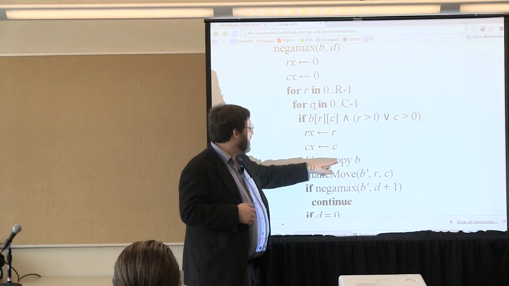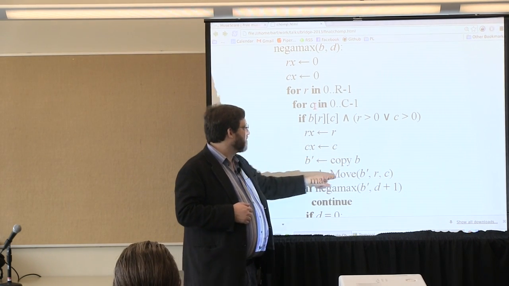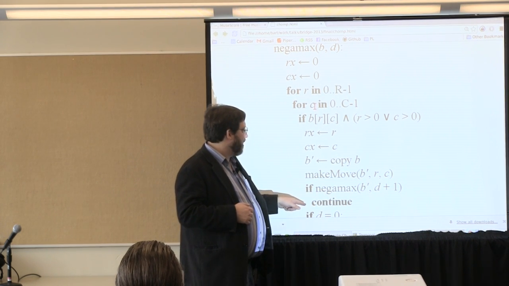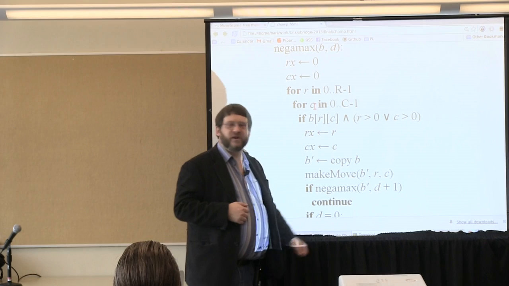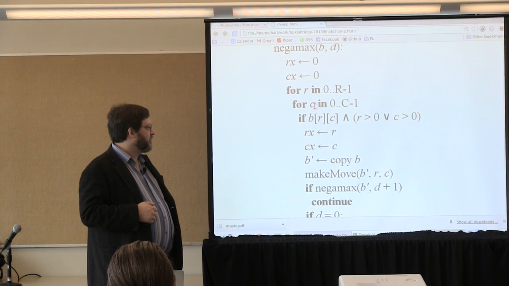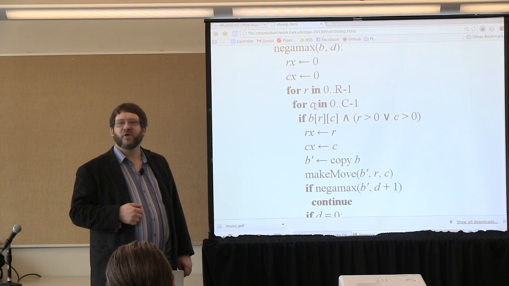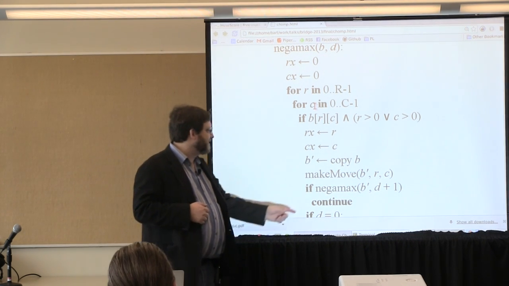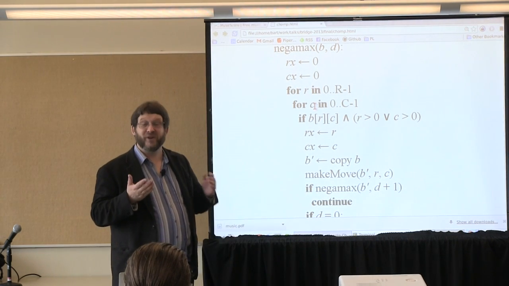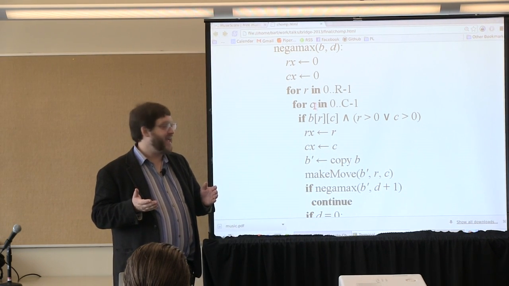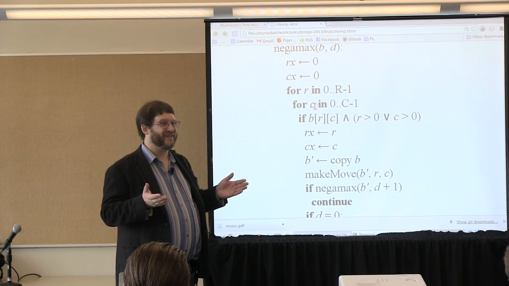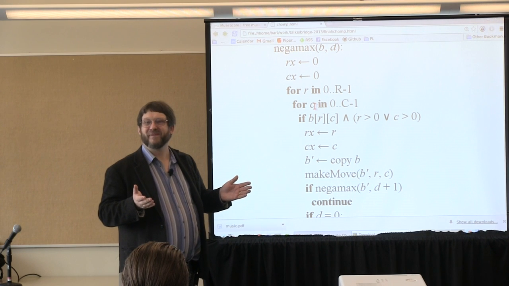And then we'll make a copy of the board we have and make a move on that copy, and then we'll recurse. Here's the recursion. We'll recurse and see if there's a win for the opponent's side in that position. Notice what's happening here. We've switched sides. It's now the opponent's turn. So if there's a true down here, if the opponent can win, then we want to keep going. We don't want to use that move because that means we would lose making that move.